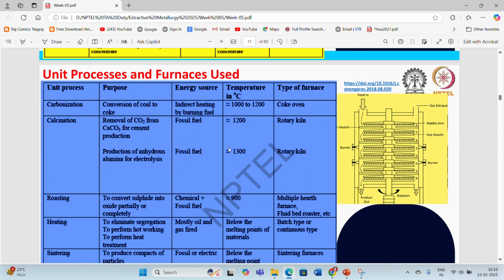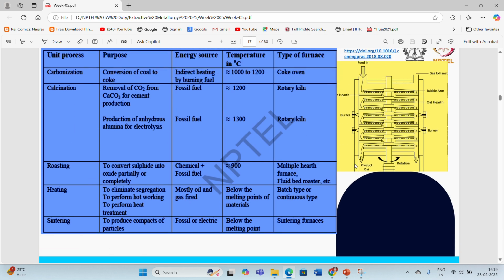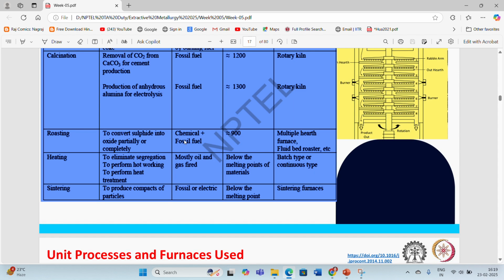Then there are some unit processes and the examples of furnaces used for those particular unit processes. Like for carbonization, the main purpose is conversion of coal to coke, and we generally use coke ovens for the furnaces, and the energy source is indirect heat by burning fuel. While in the case of calcination, we generally use the rotary kiln type furnaces and the energy source is fossil fuels. Then roasting furnaces are there, which generally convert sulfide ores into the oxides.